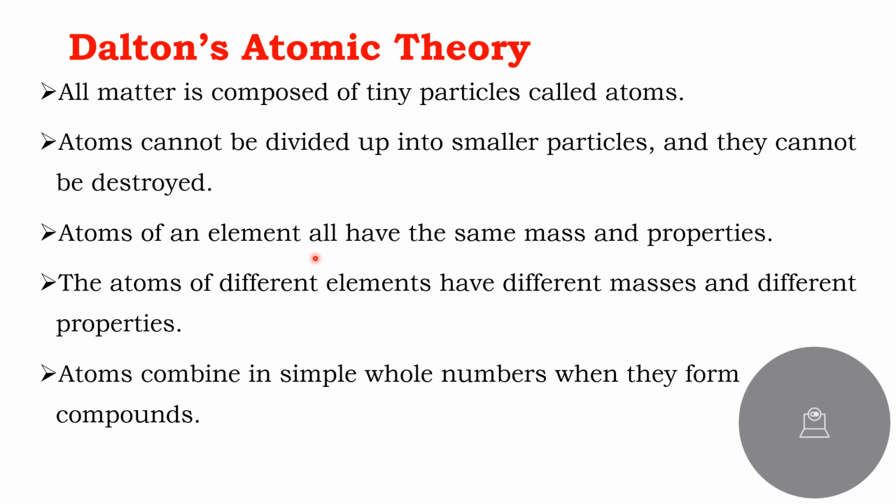Atoms of an element all have the same mass and properties. The atoms of different elements have different masses and different properties. For example, if you are considering two elements, oxygen and nitrogen, their atoms are entirely different in their mass and their properties.